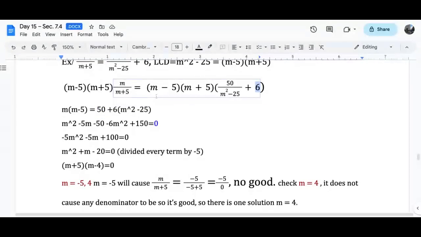Basically the 6, just multiply those two, right? And what are those two? These two are just m squared minus 25. So we get 6 times m squared minus 25.